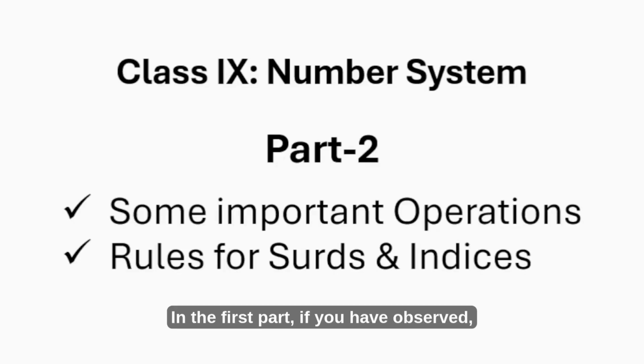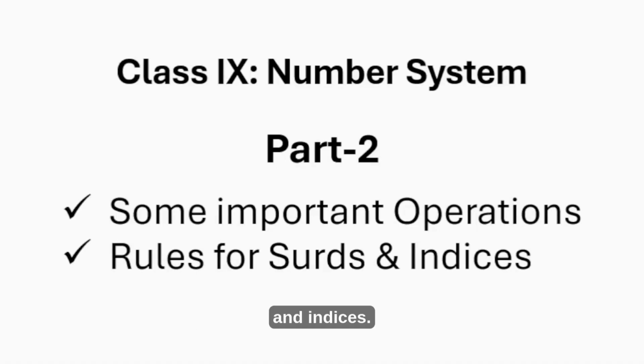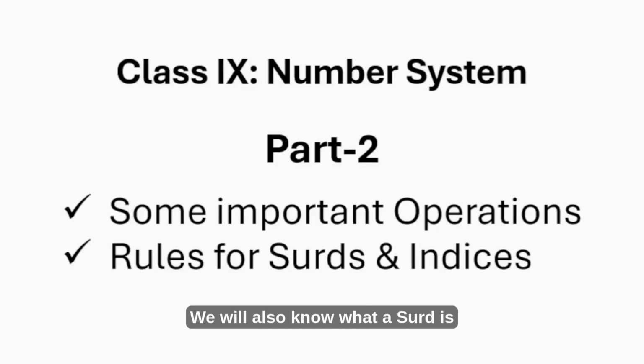In the first part, if you have observed, we discussed the classification of numbers. Now, in the second part, we'll be discussing some important operations related to the number systems and the rules for surds and indices. We will also know what a surd is and what an index is. So, without wasting any time, let us get into the topic.